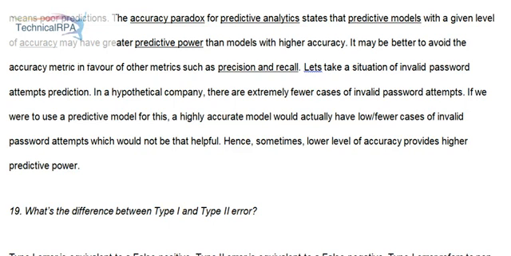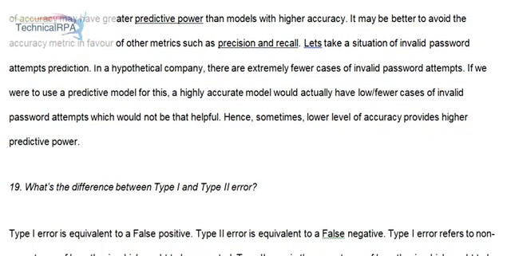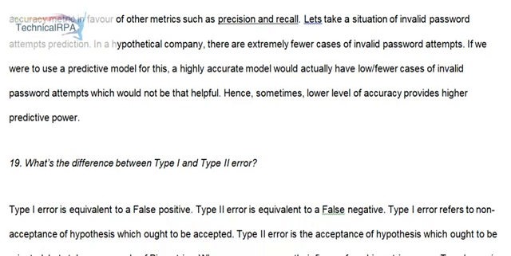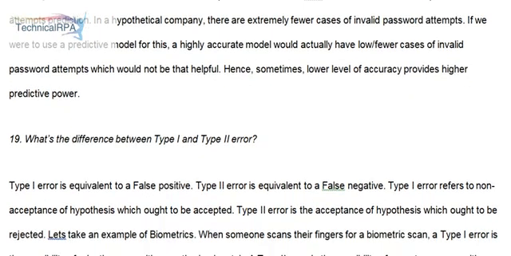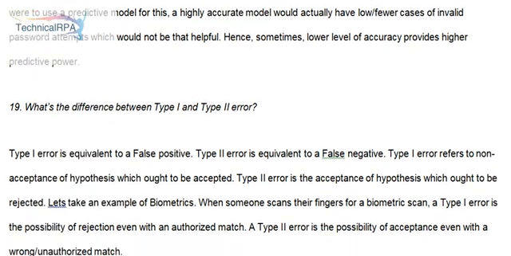If we were to use a predictive model for this, a highly accurate model would actually have fewer cases of invalid password attempts, which would not be that helpful. Hence, sometimes, a lower level of accuracy provides higher predictive power.